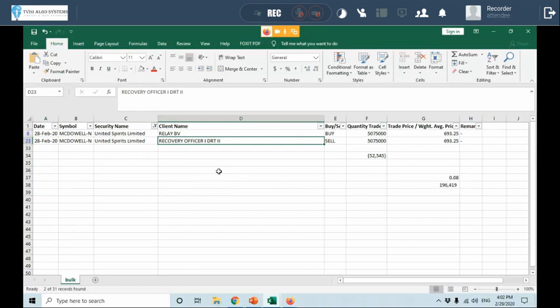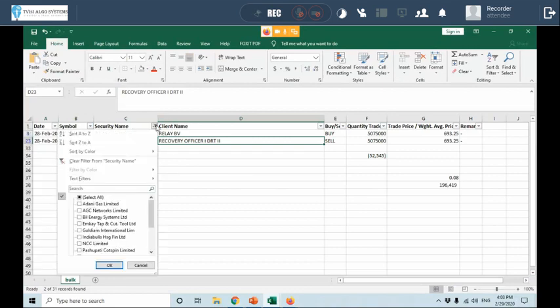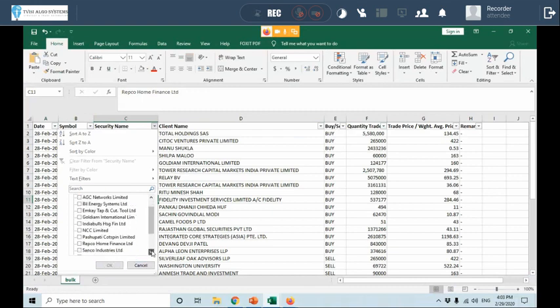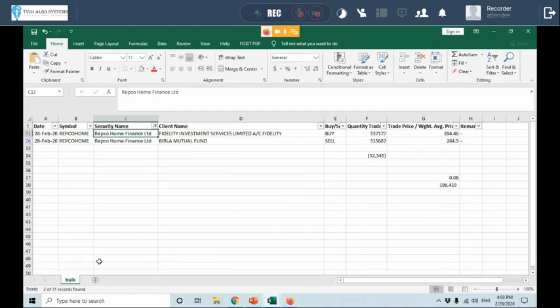Sometimes, for some companies you will get a good list of buying where all the mutual funds are buying. Let me look at all the companies and let's see. Goldiam, Tower, Fidelity Investments. Now let me look at Repco Home Finance. See, Fidelity has bought and Birla has sold. So sometimes in this also you get good information.